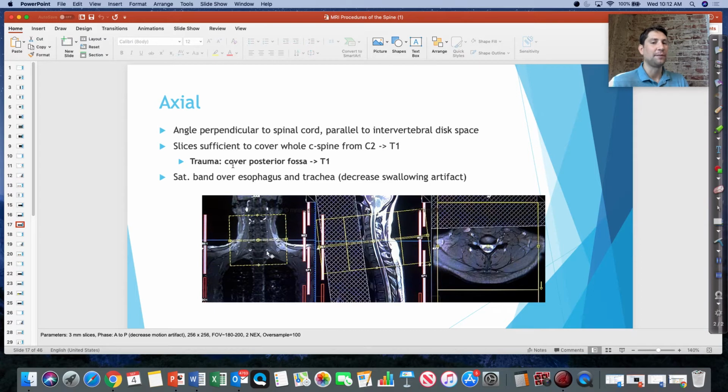But if it's trauma, you need to cover from the posterior fossa, so maybe right at the clivus here, down, because you need to get C1, which usually sits pretty high up on C2. So we need to get that entire C1 vertebrae, because that's usually where that trauma is going to happen at C1, C2. You have a whiplash injury, you might fracture that.